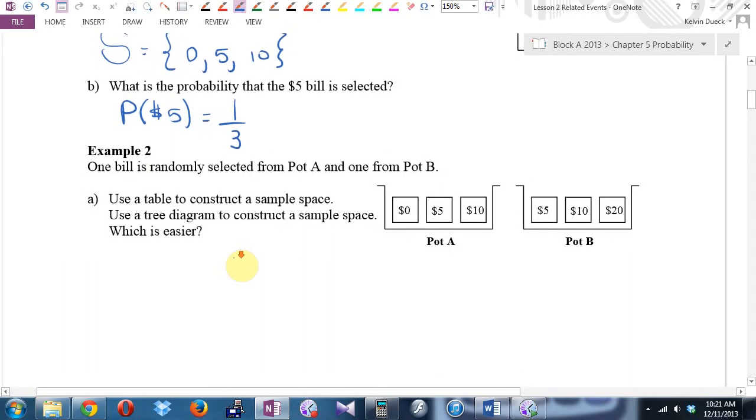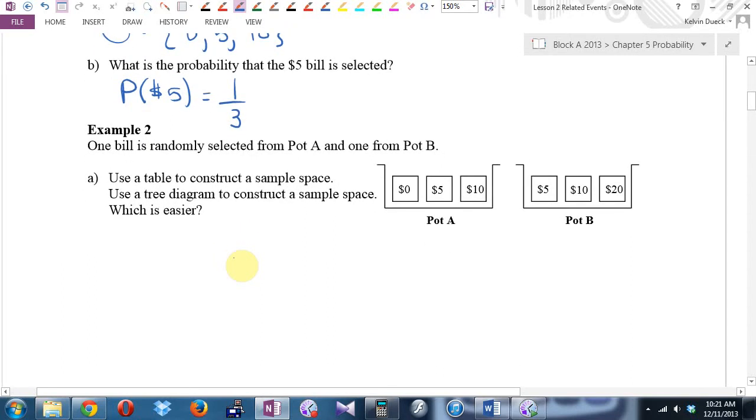Example 2. One bill is randomly selected from pot A and one from pot B. Part A says use a table to construct a sample space. Part B says use a tree diagram to construct a sample space, which is easier. We're going to have 2 strategies. Sometimes we're going to construct our sample space with a table. I prefer a tree. The only problem is the trees get pretty wide pretty quick.